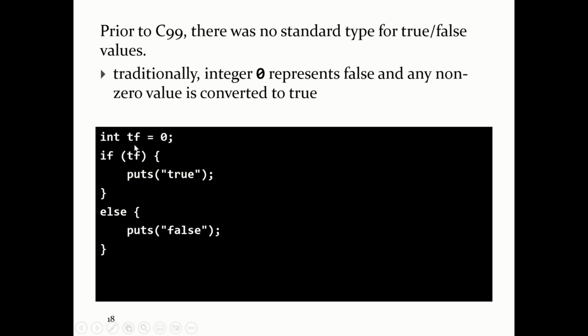But anyway, in C, if you wanted a variable to store a logical value, true or false, you'd use an int. So TF is true or false. I'm going to start it as false. So if it's false, print true. If it's true, print true, otherwise print false. If you ran that program, it would print false. If you changed that 0 to anything else, it would print true.